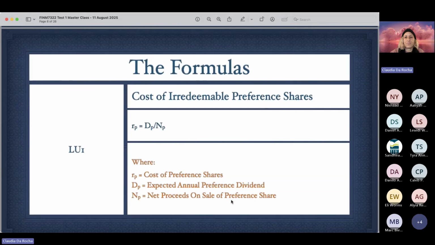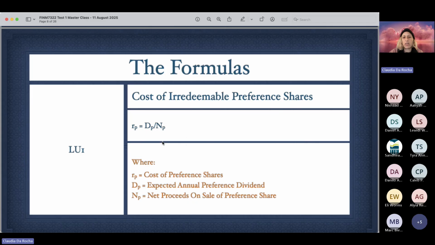Right, now we're moving on to preference shares. As I said at the beginning of the session, we're looking at the moment at cost of capital, 3 types: debt, preference shares, and equity. We've looked at the debt ones. We're now going to look at preference shares.